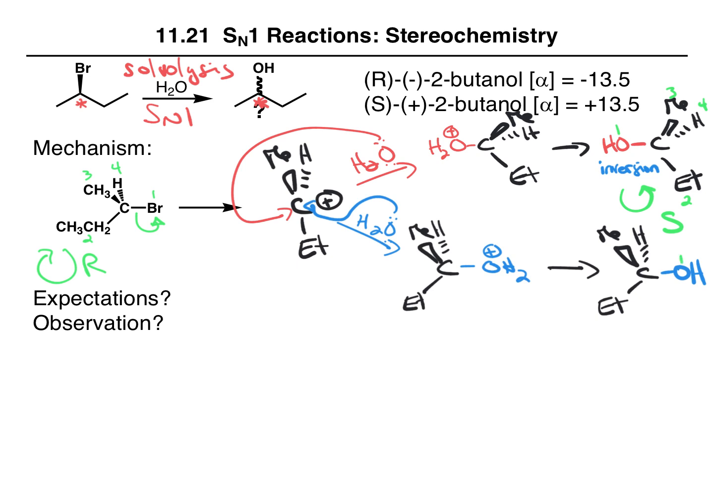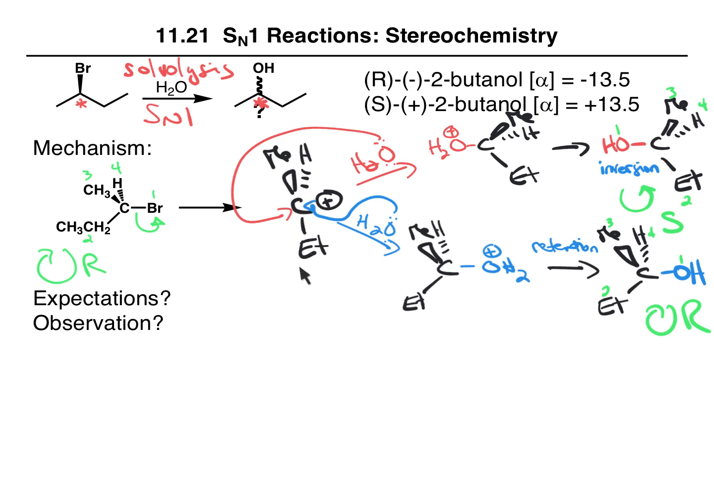We have priority 1, 2, 3, and 4. We are going clockwise, so this has the R configuration. And if we compare the structures, the ethyl's in the same orientation, the methyl's in the same orientation, the bromine is in the same orientation as the OH. So this one proceeds with retention of configuration.